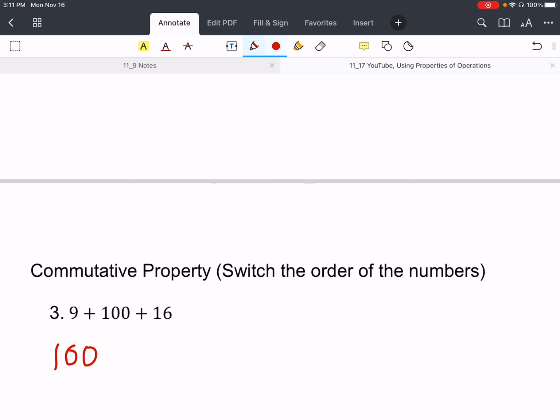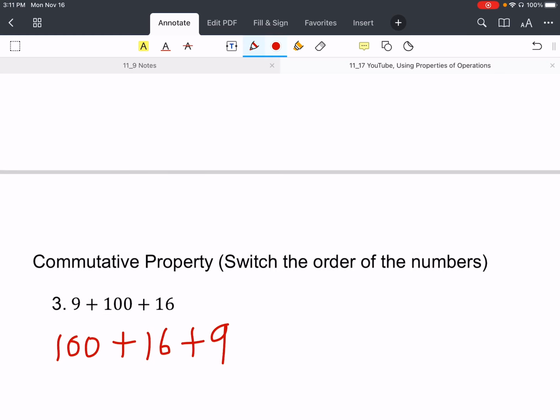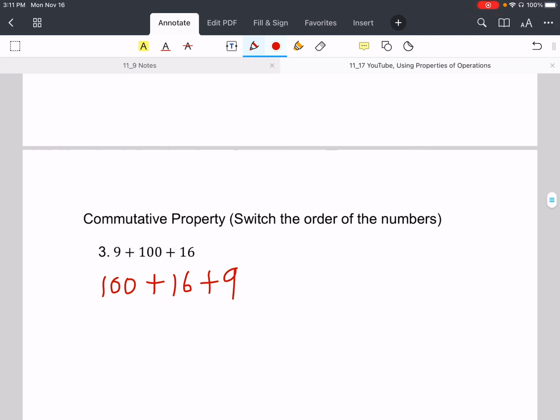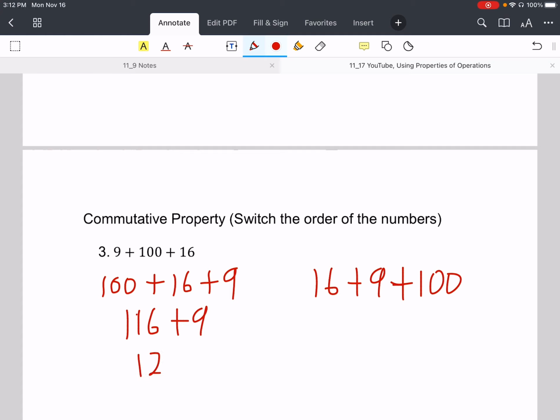I'm going to start with 100 plus 16 plus 9. And if you do something different, right, you could have done 16 plus 9 plus 100, right? That's just using the commutative property again. Mix up your numbers in a way that you think makes your life a little easier. So on the left here, I now know, well, 100 plus 16 is obviously 116, and 116 plus 9 is 125.